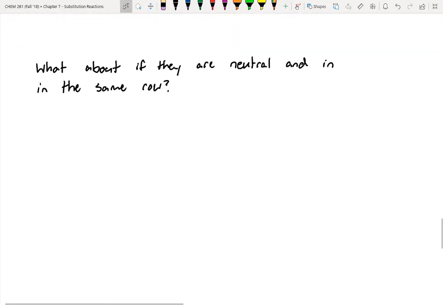All right, so let's compare two easy ones. We've got water versus ammonia. Well, both of these can H bond, right? We're kind of in a pickle. All right, now the question is, which one's going to act as a better nucleophile, water or ammonia, and why?